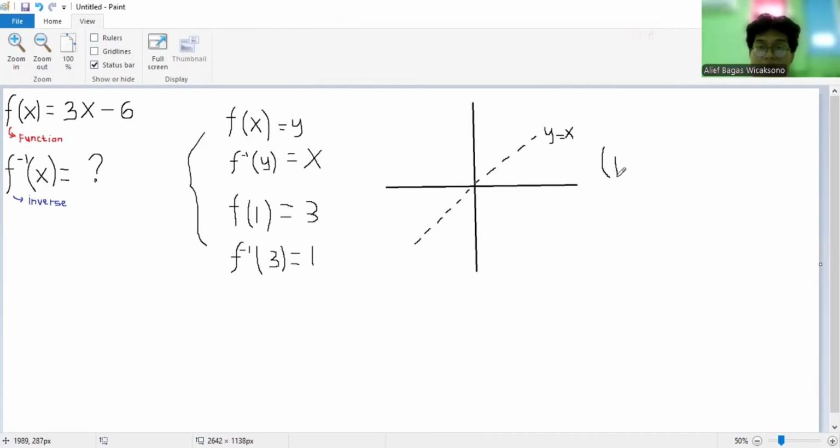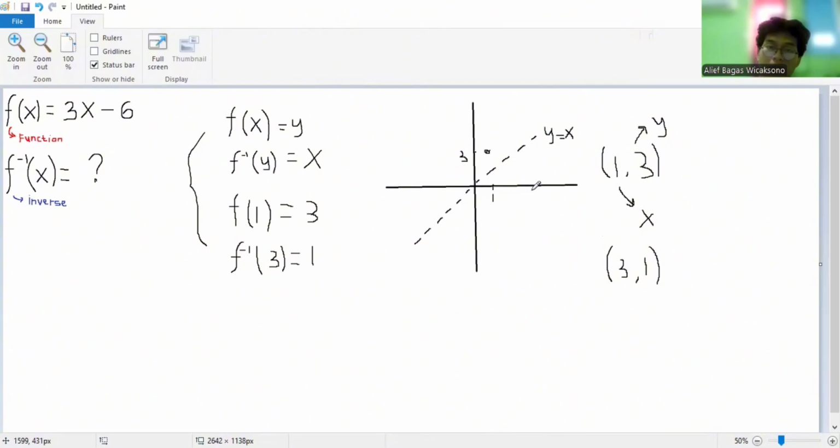For example, (1, 3). This is represented as x, and this is represented as y. So if we draw this point on the Cartesian plane, this is 1 and this is 3, so the point is in here. And then what is the inverse of this point? We just reverse the effect of x and y. So the inverse is (3, 1).